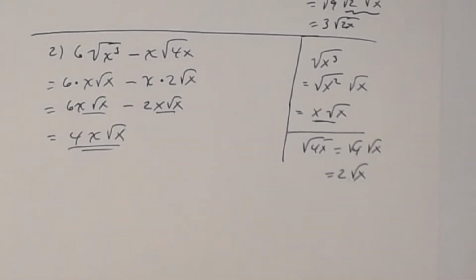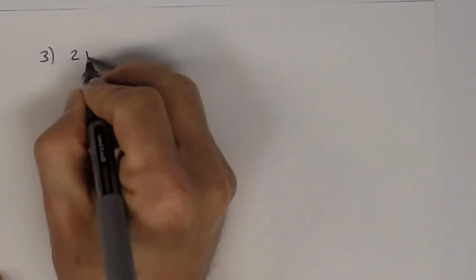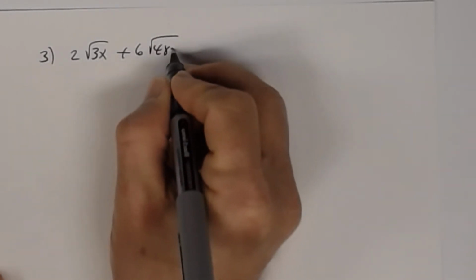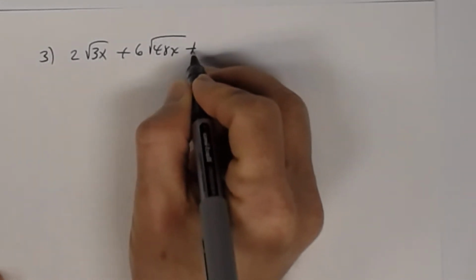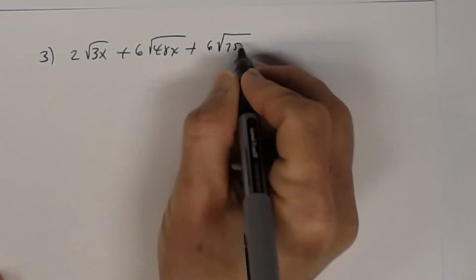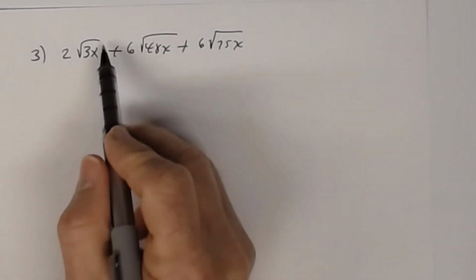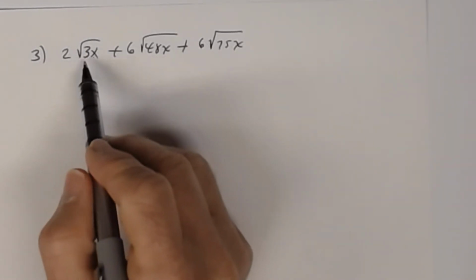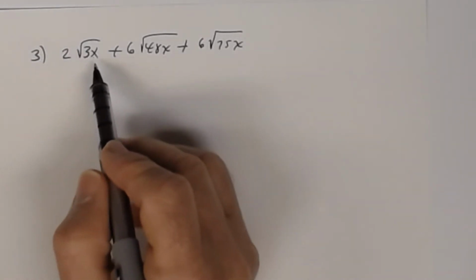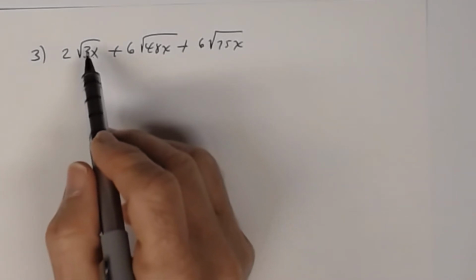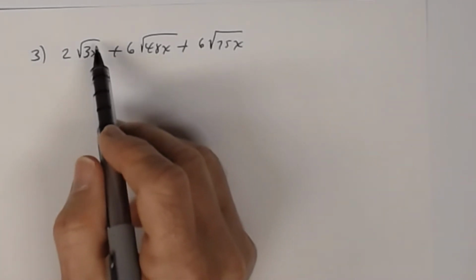Number 3, all right, so here's number 3. You have 2 square root of 3x plus 6 square root of 48x plus 6 square root of 75x. All right, and so there are 3 terms. I have 3 radicals that I see. So let's simplify each one of those. Now, first of all, you need to notice that you cannot do anything else with square root of 3x. That's as simplified as you can get. The only perfect square that goes into 3 is 1, and the exponent of x is 1.